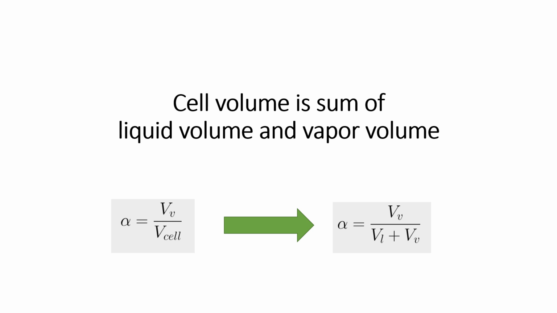Moving next, what can we say about the cell volume? It is the sum of the liquid volume as well as the vapor volume. A cell has both liquid and vapor. So we can write the denominator as V cell equals V liquid plus V vapor. So now the phase fraction becomes the volume of vapor divided by the volume of liquid plus the volume of vapor. I should say it specifically: the vapor fraction, the void fraction.